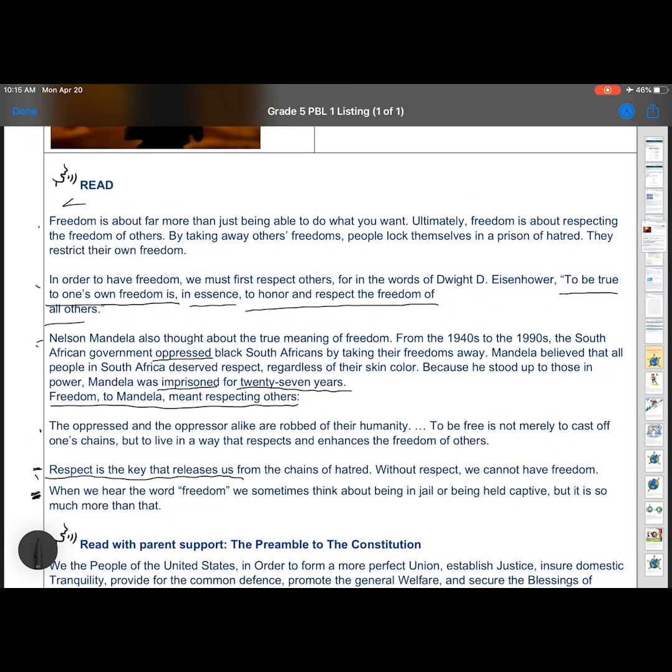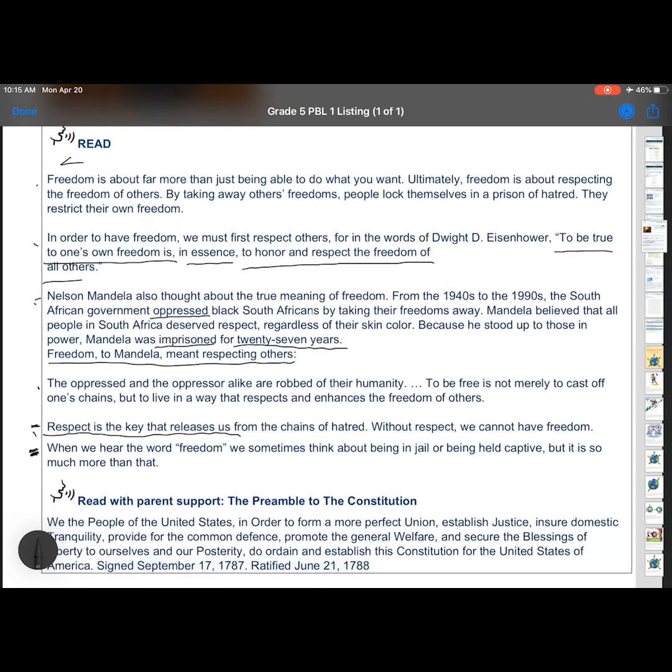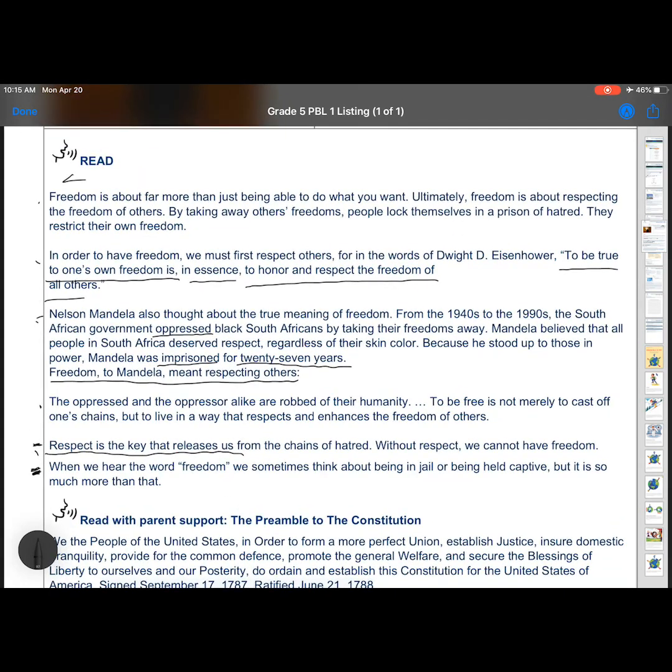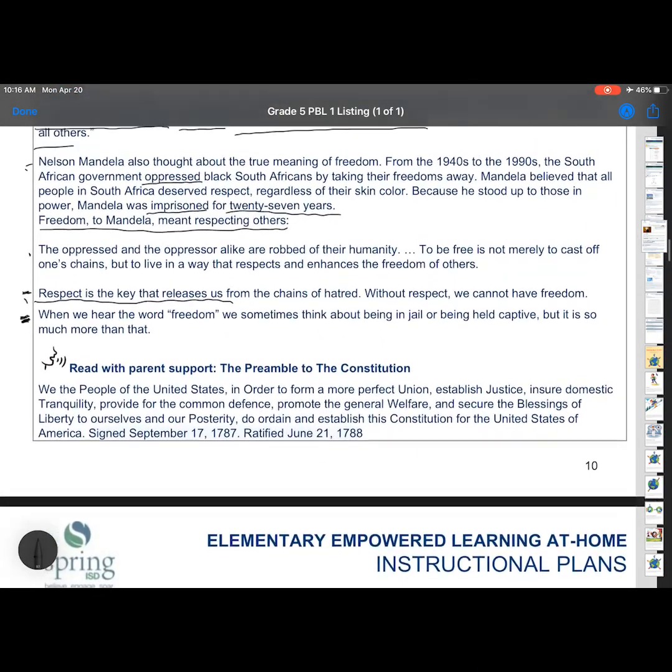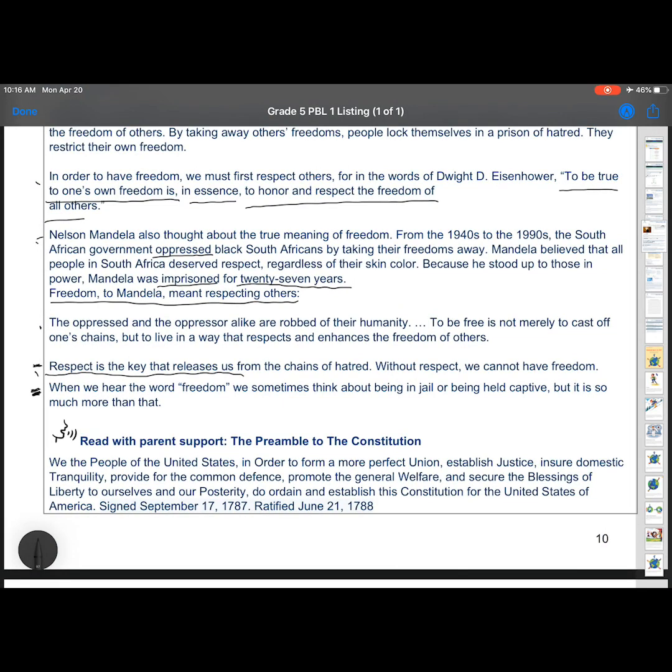What do you guys think is the main idea? What do all these paragraphs have in common? And remember, we want to look at the beginning part of the passage. We want to look at the end also, and we want to look at what connects all of them. What connects all of them? That's going to be your main idea.